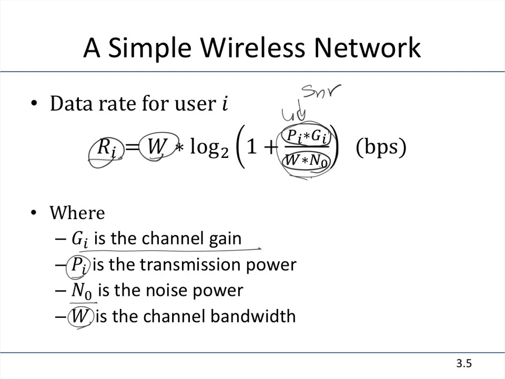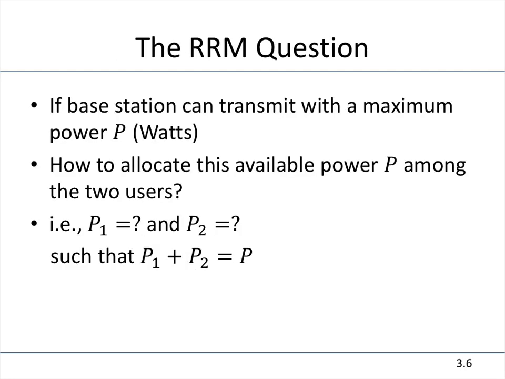That's it. Of course, here you can do tons of research. You can control, for example, the antenna gain. You can work on optimizing the antenna gain. You can work on optimizing even the fading gain somehow. You can control many things, but the simplest example here is just to control P_i. So if the base station can transmit with a maximum power, how to allocate this available power?